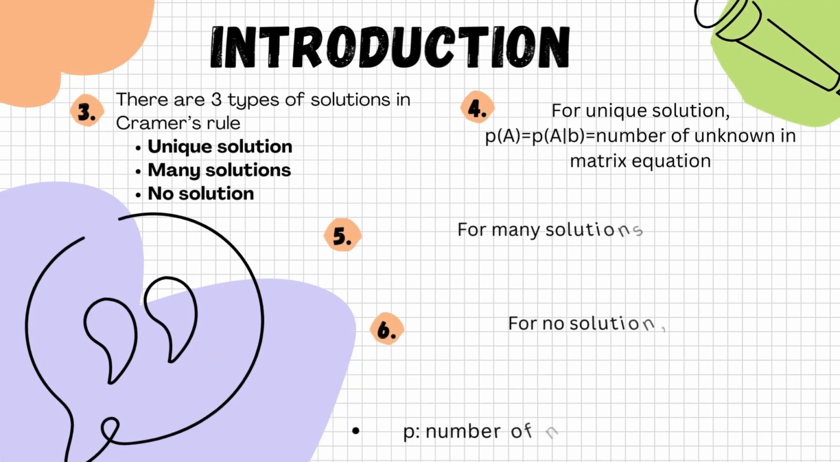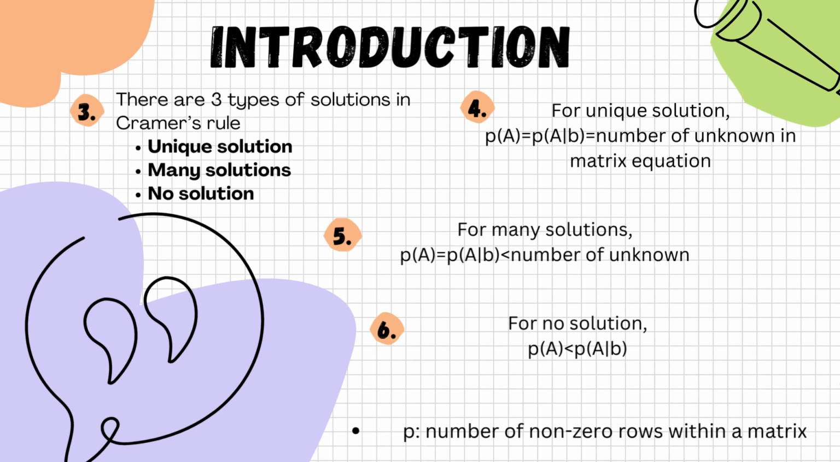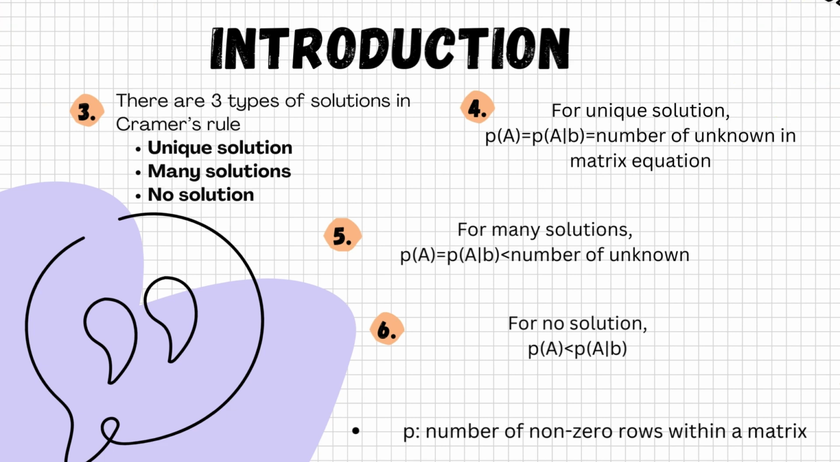There are three types of solutions in Cramer's rule: unique solution, many solutions, and no solution. Firstly, we have to know that rank means the number of non-zero rows within a matrix. For a unique solution, rank A equals rank AB equals the number of unknowns in the matrix equation. For many solutions, rank A equals rank AB but is less than the number of unknowns. And lastly, for no solution, rank A is less than rank AB.